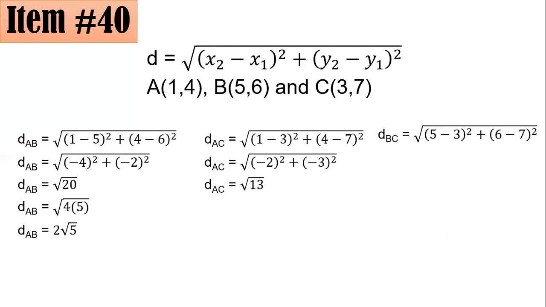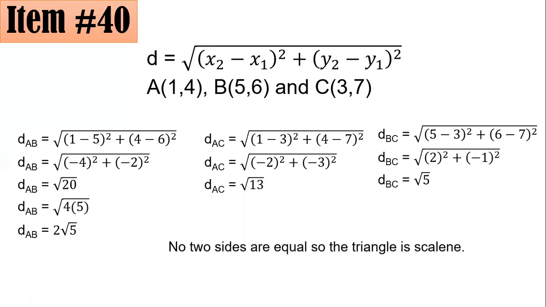And for the length of BC, that's (5 minus 3) quantity squared plus (6 minus 7) quantity squared, and you get the square root of the entire thing. 5 minus 3 is 2, squared, plus 6 minus 7, which is negative 1, squared. Then what's inside simplifies to 5, and the length of BC is square root of 5 units. We could see from here that no two sides are equal. So it's safe and correct to say that the triangle is scalene. Letter C.